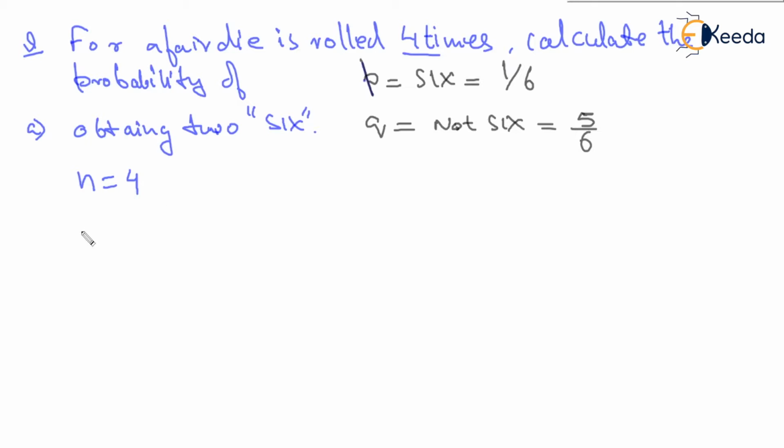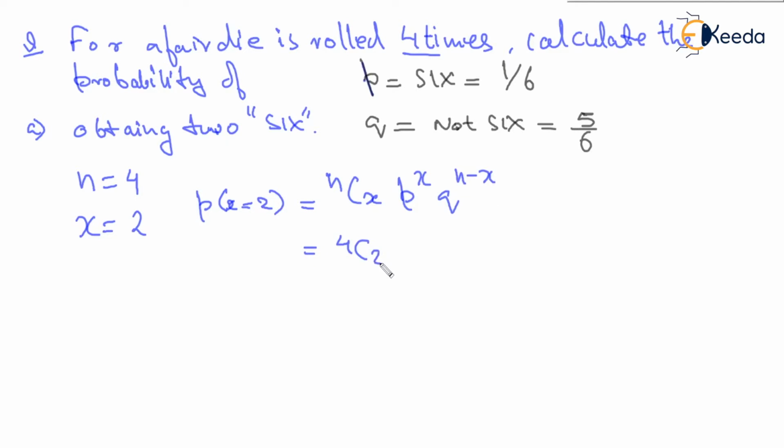Obtaining 2 sixes, that means the success we want is 2. So the probability that x is equal to 2 becomes, from the formula, nCx p to the power of x q to the power of n minus x. This becomes 4C2 (1/6)^2 (5/6)^(4-2), which is 2. We can calculate this: 4C2 (1/6)^2 (5/6)^2. This will give 0.115.